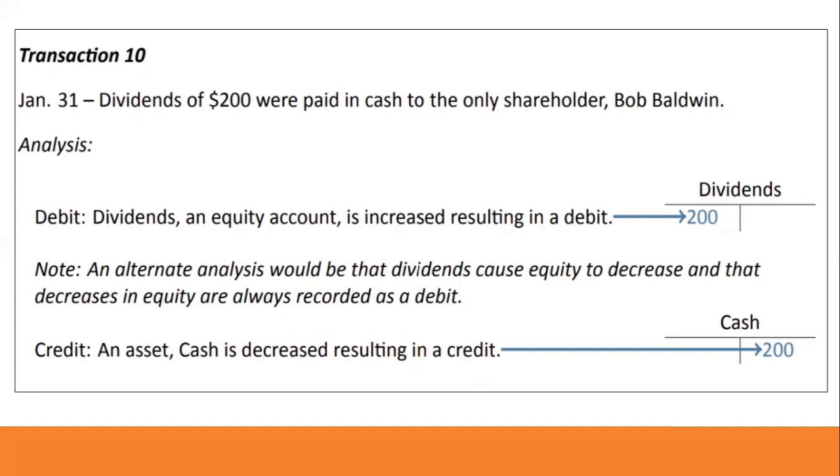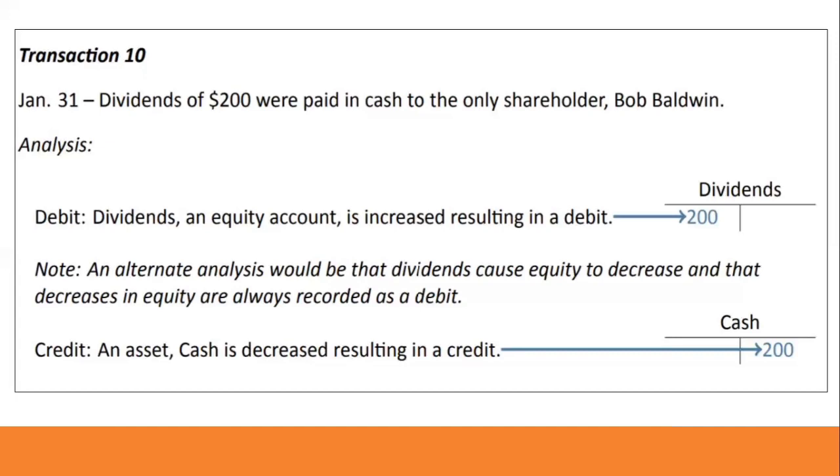Now, for the debit side, take note that dividends is an equity account, right? Since the equity increased, we need to debit the account, which is $200. An alternate analysis would be that dividends cause equity to decrease, and that decreases in equity are always recorded as debit. On the other hand, the asset cash is also decreased, resulting in a credit.